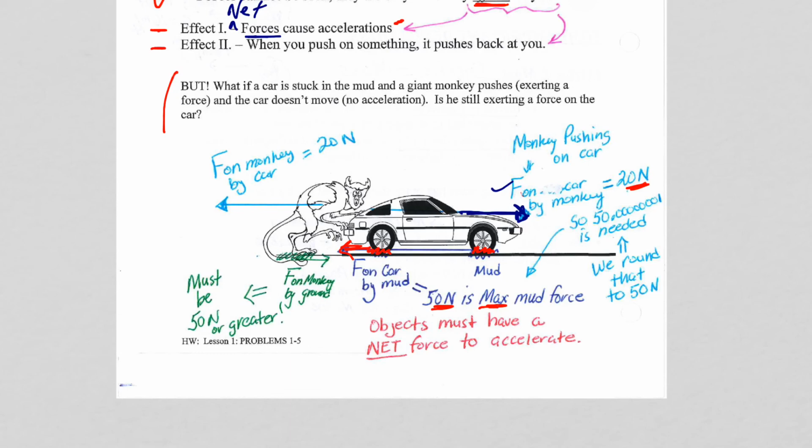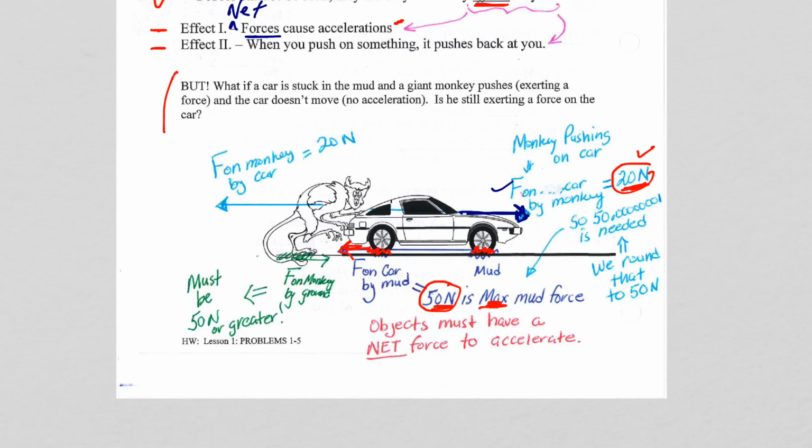We'll talk more about it, but you can see we have a little bit of a problem here, because if the 50 newtons were always present and you were pushing with 20 newtons, then the car would move backwards. So we know that the mud won't actually move the car backwards. So if 50 is the max value and the monkey is pushing with 20, the actual force on the car by the mud would be 20 newtons, even though the maximum available is 50, and we're going to talk more about that later. When you push on something, it pushes back at you.